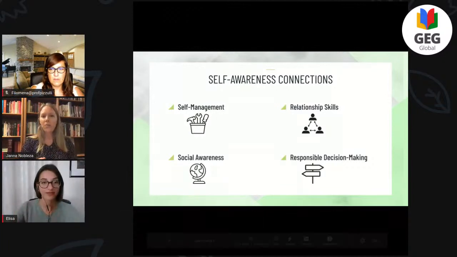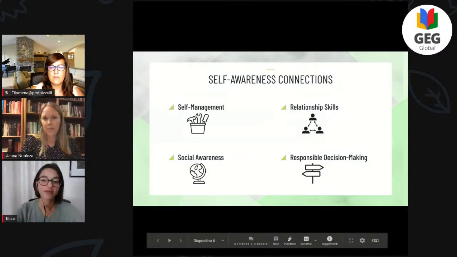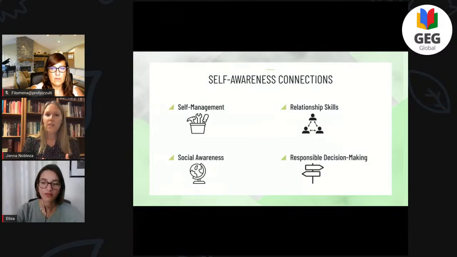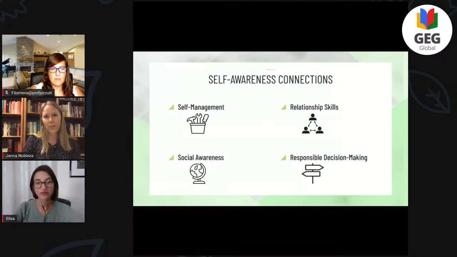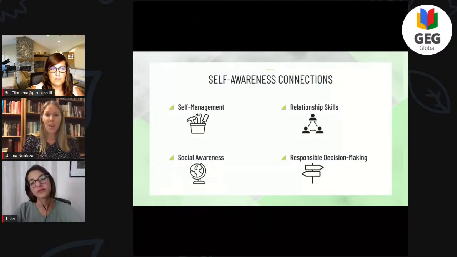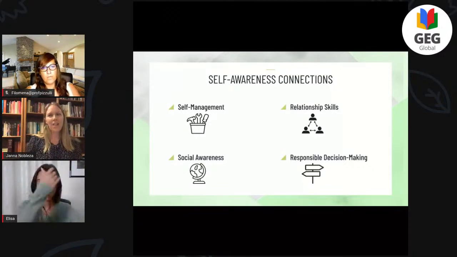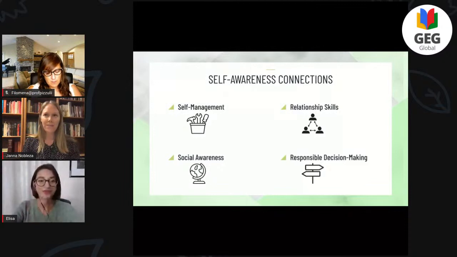Relationship skills then are really important and connected to self-awareness as well. If we can feel good about ourselves, if we're feeling confident, if we have self-efficacy, then we can enter into a healthy relationship and maintain that healthy relationship with other people. We can communicate with them. We can tell people when we need help, and we don't have to feel self-conscious about that, because we're feeling confident in who we are as an individual.